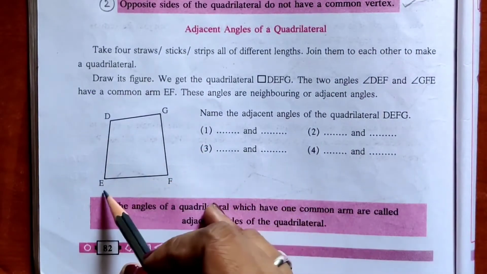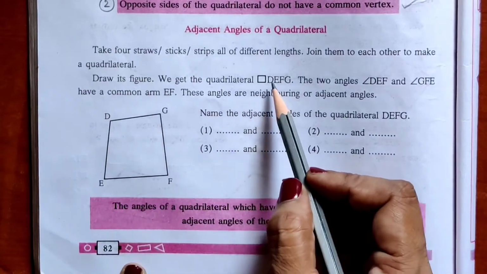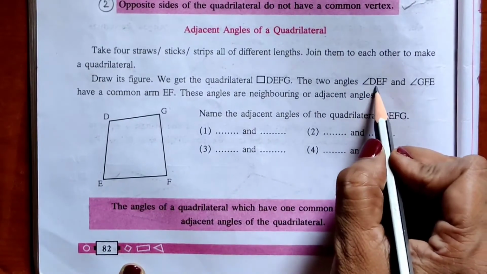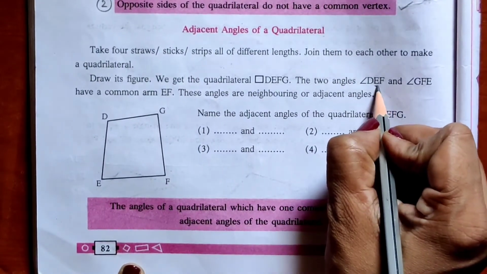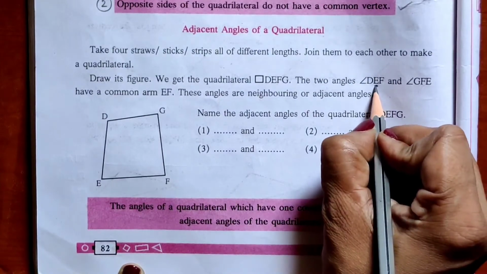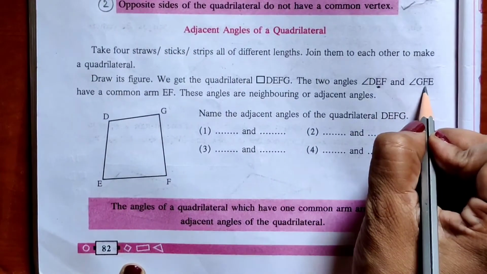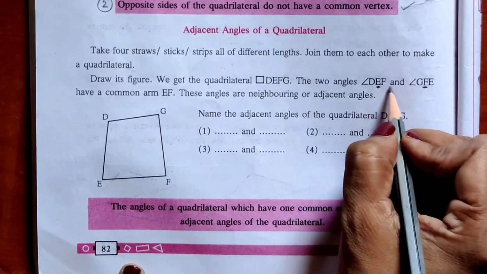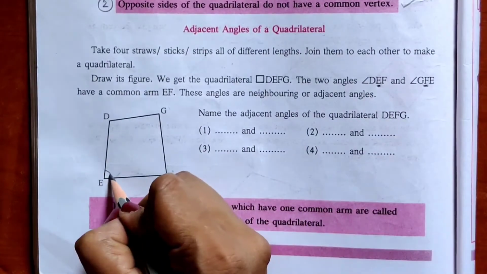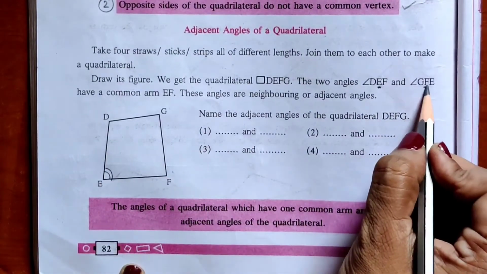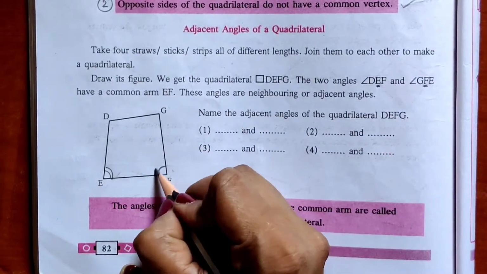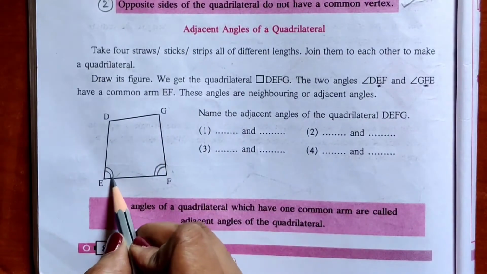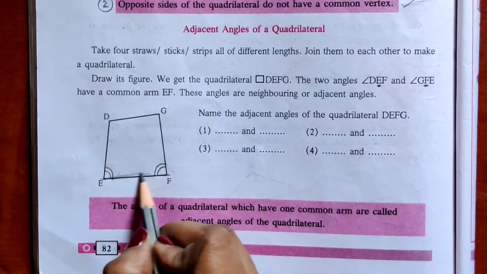See in this figure, what is the name of the quadrilateral? DEFG. Angle DEF. DEF means which point do we have to consider? Point E, the middle point. And GFE means this angle F. Middle point we have to consider. So DEF means this angle E, and GFE means this angle F. They have a common arm EF. Can you see? EF is their common arm.